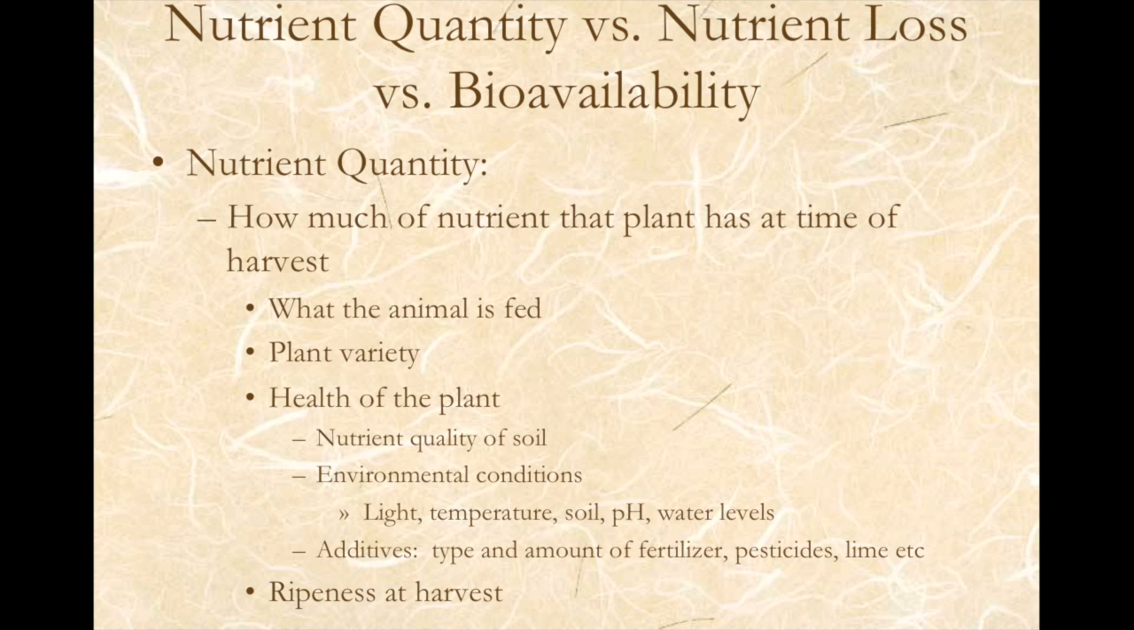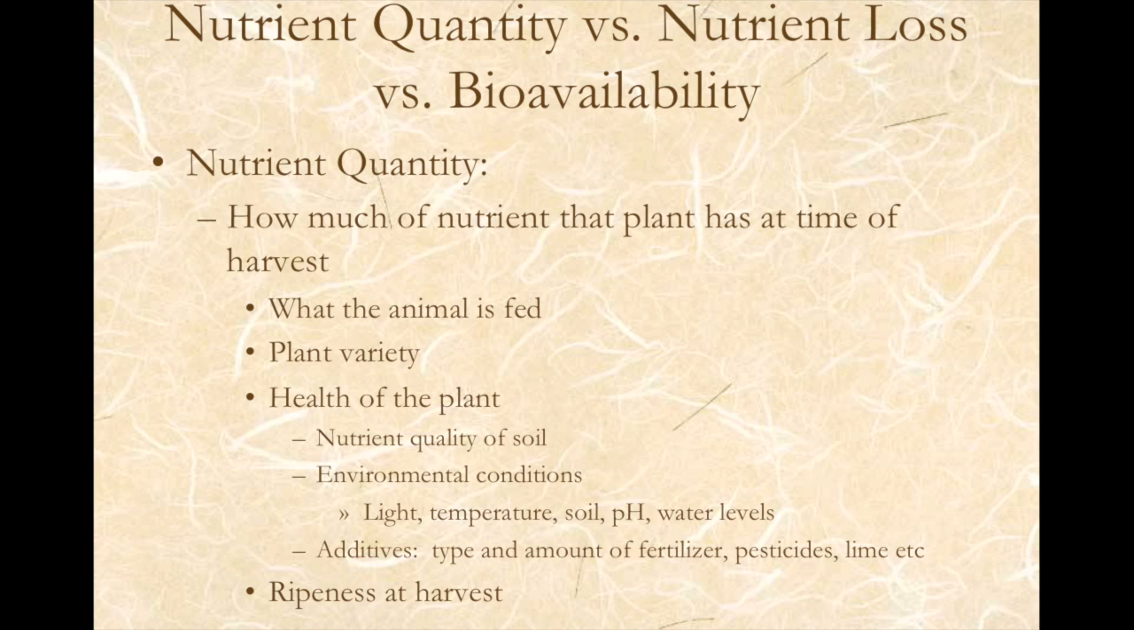And lastly, farmers have a tendency to add a lot of things to soil in order to enhance the harvest or the growing, and depending on what they choose to use as fertilizers, pesticides, lime, etc., those can also influence the nutrient quantity in a food.